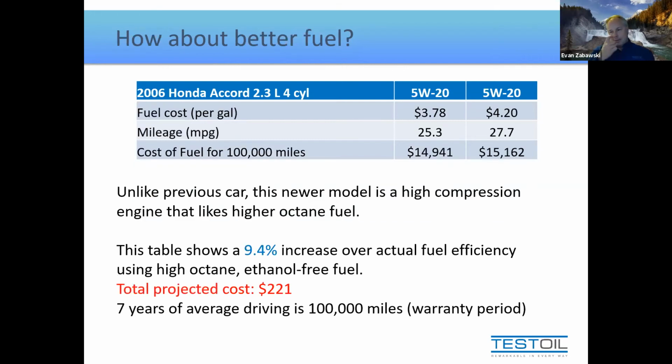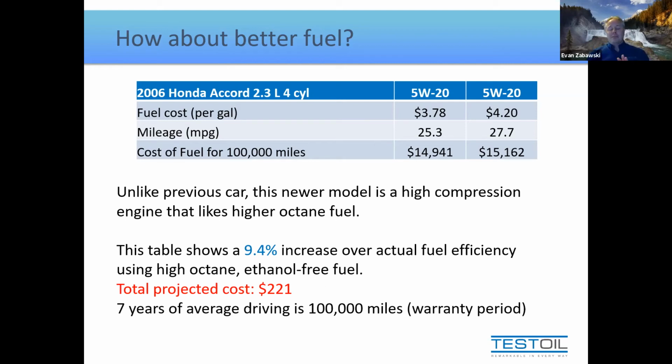And what we found was that, because it already came with 0W-20, we tried running different fuel. We tried running premium compared to just the standard grade. And this vehicle actually got better mileage running premium than it did running regular grade. But when you do the math on that, and again, extrapolated over 100,000 miles, a full warranty period, it actually cost us a couple hundred dollars.